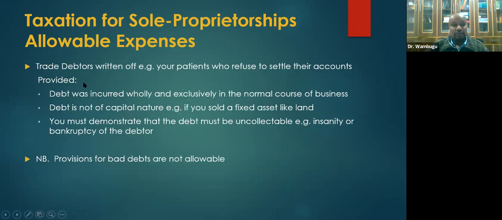The other thing that you are allowed to do is treat a debt as written off. So for example, if you have patients who have refused to settle their bills, you're allowed to deduct that from your income. However, there's a caveat. That debt has to be incurred wholly and exclusively in the normal course of business. So in other words, it has to be a debt that was a result of your business activities. So you can't loan somebody money and then write that off against your income. It has to be concerning your business.